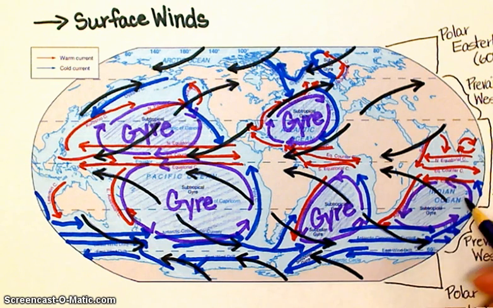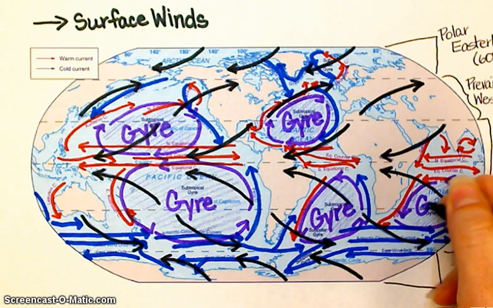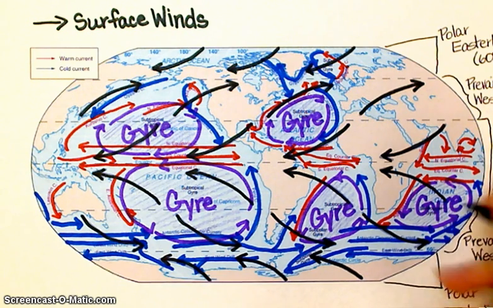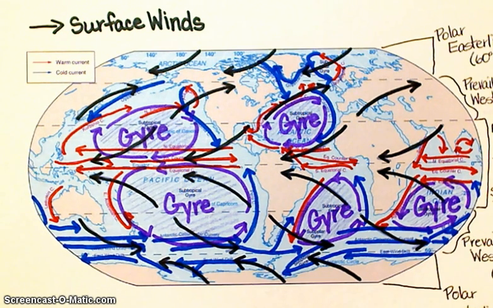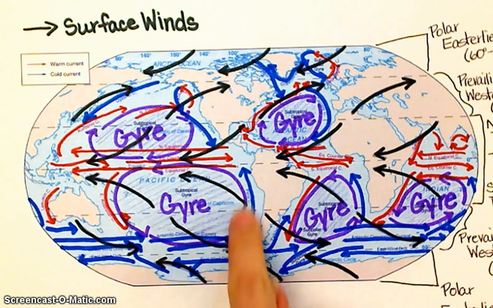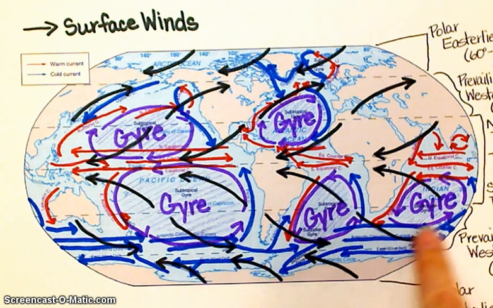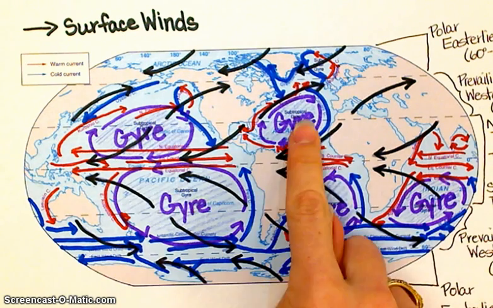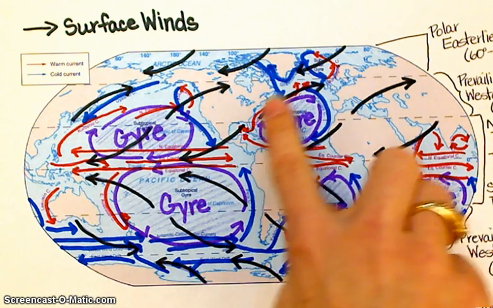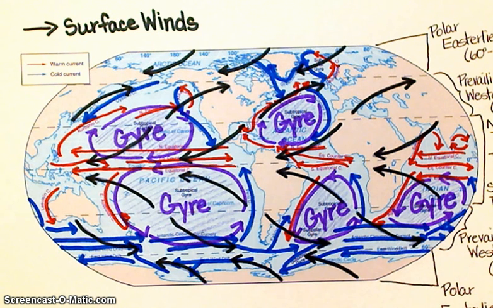So a gyre is just a large area of circulating water. You notice that the ones in the southern hemisphere are oriented like they're turning left. They move counterclockwise. The ones in the northern hemisphere move like they're turning right, clockwise. And they do that because of the Coriolis effect, the fact that the Earth is turning as all of this is happening.